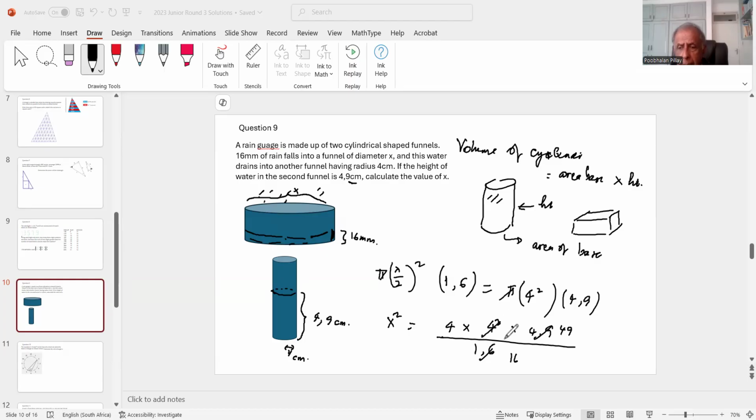So 4 squared cancels, 16, 16. And you're left with 4 times 49. So x squared is equal to 4 times 49. So x itself must be equal to 2 times 7. I got a nice square root. Square root of 4 and square root of 7 gives you 14. So your x is 14 centimeters. That x there is 14 centimeters.